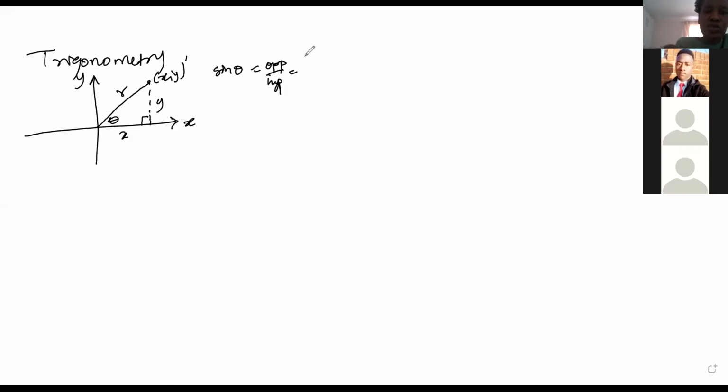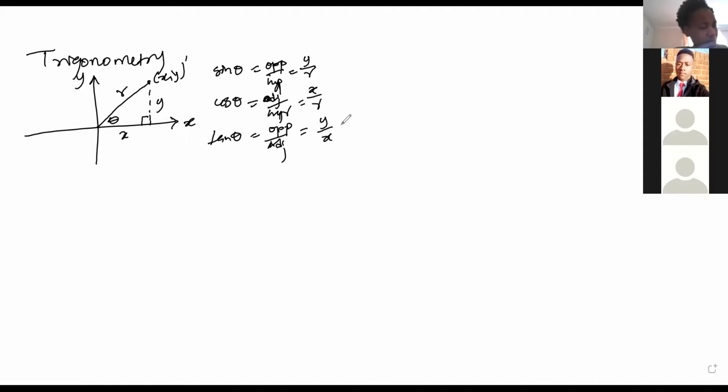If I make a mistake, guys, please correct me, don't let me carry on, because I do make lots of mistakes. Cos theta is adjacent over hypotenuse, X over R. Tan theta is opposite over adjacent, Y over X. And then the other ones, trigonometric identities. Sine squared theta plus cos squared theta is equal to 1. And then tan theta is equal to sine theta over cos theta.